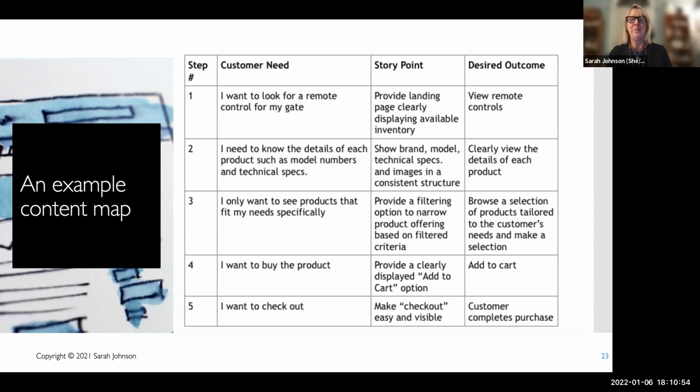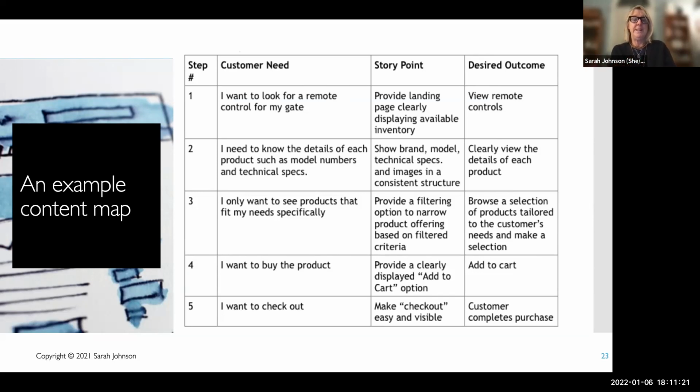But anyway, we can work on that later. So the idea, it's just an idea. The story point is an idea for an action we can take to help meet the customer need. So the team was thinking, I want to look for remote control for my gate. So what if we provide a landing page that displays available inventory? And the desired outcome is that they'd view them.